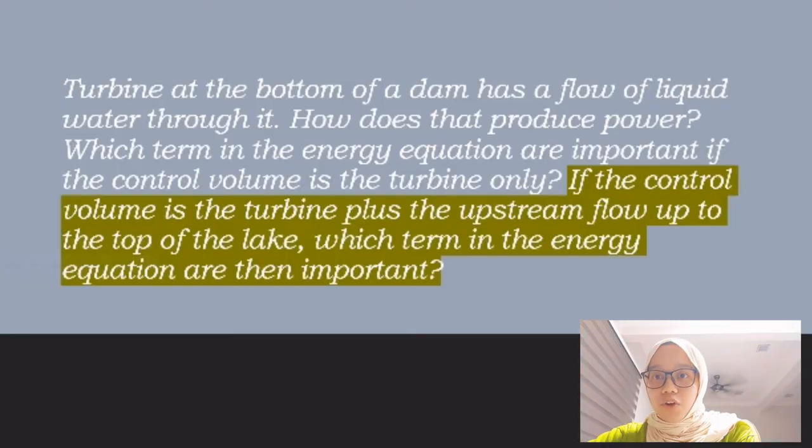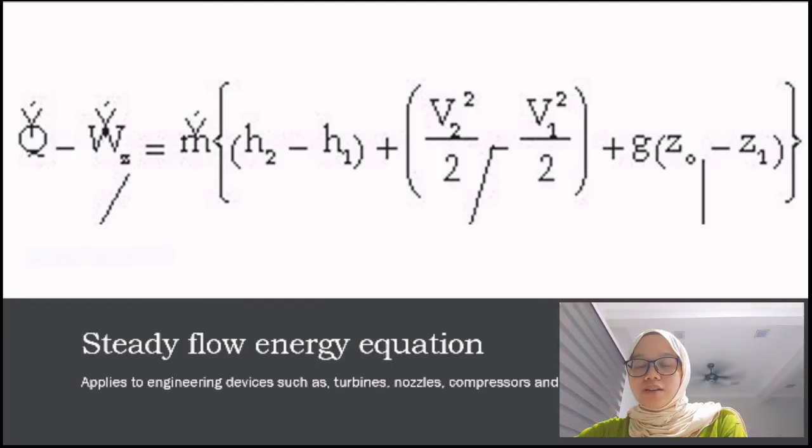Now, if the control volume is the turbine plus the upstream flow up to the top of the lake, which terms in the energy equation are then important? To answer this question, it is an addition to the first condition, where the upstream flow up to the top of the lake is an additional condition, whereas just now it was the turbine only.